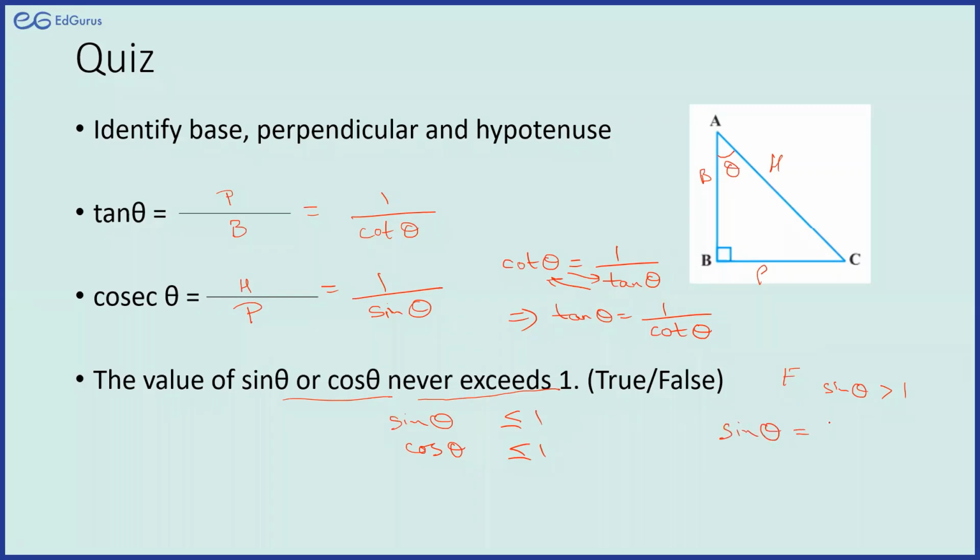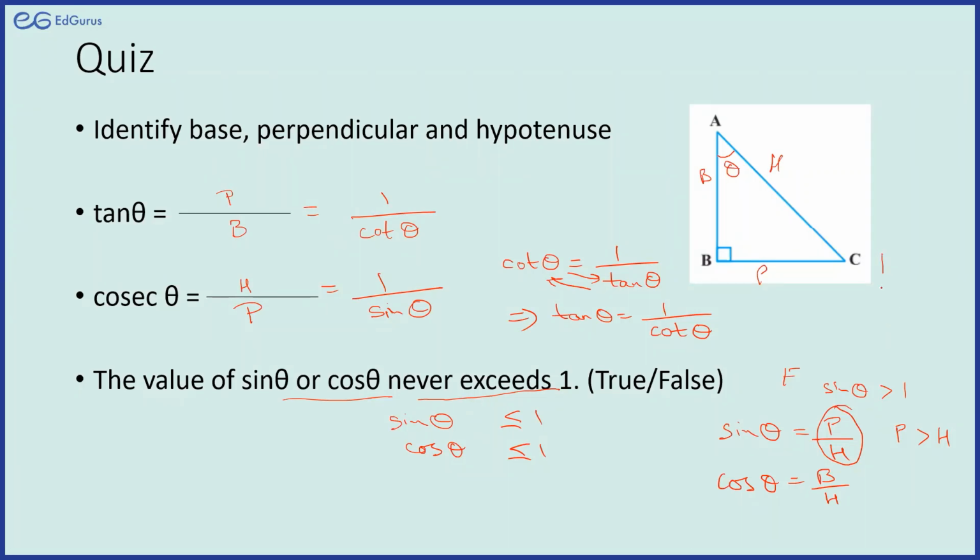Sin theta is what? Perpendicular upon hypotenuse. Cos theta is what? Base upon hypotenuse, right? For them to be more than 1, when would this ratio be more than 1? When the perpendicular is more than the hypotenuse, right? Can the perpendicular of a right angle triangle ever be more than the hypotenuse?